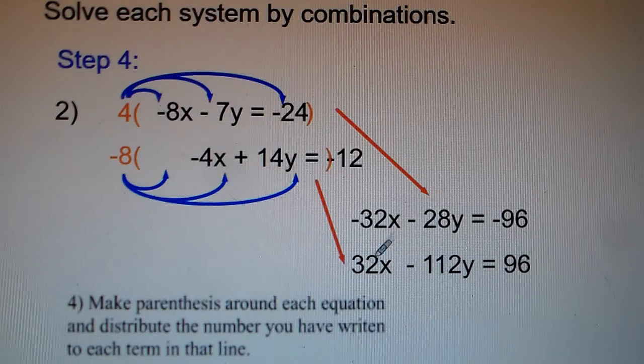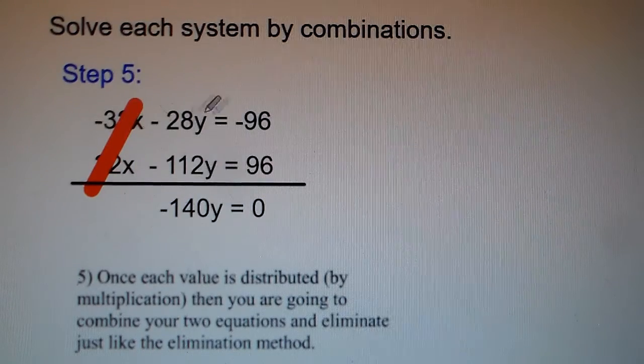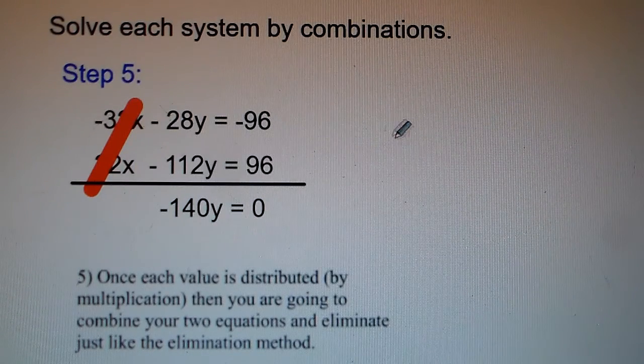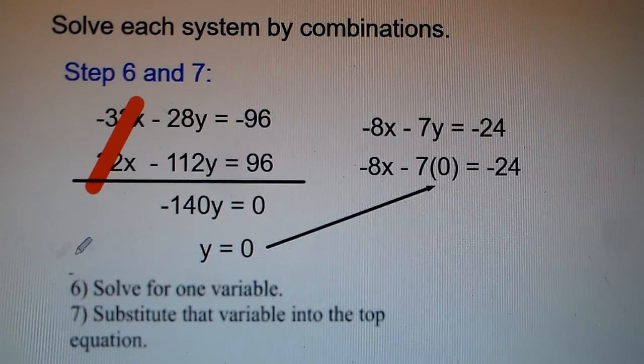Once we get that, we then do the elimination method. The negative 32x and a positive 32x cancel out, which is happening here in step 5. Then we combine: negative 28y minus 112y gets us a negative 140y. Negative 96 plus 96 gets us 0. We then divide both sides by negative 140 and we get y equals 0.